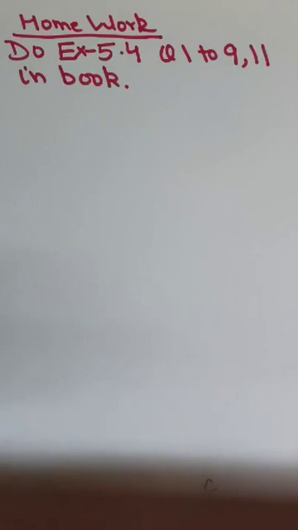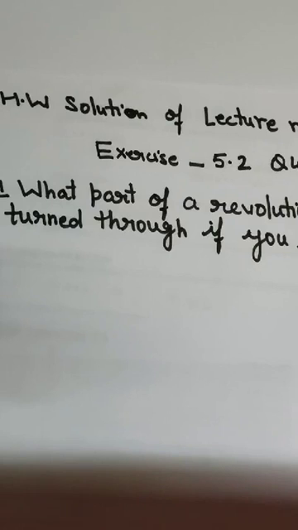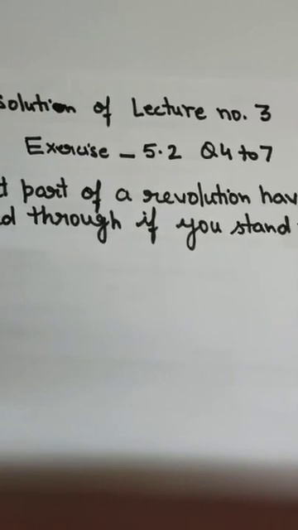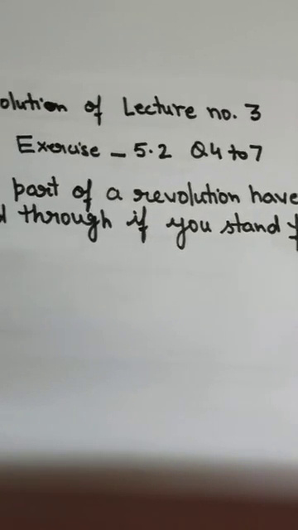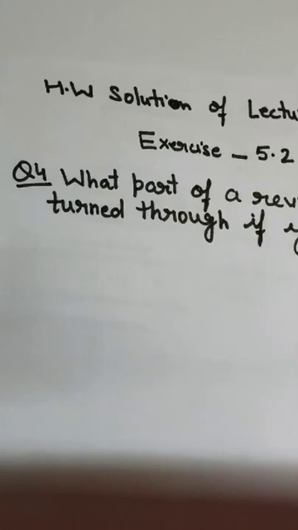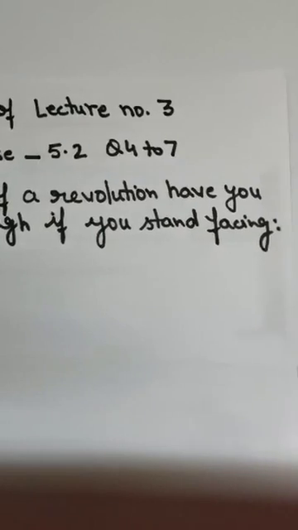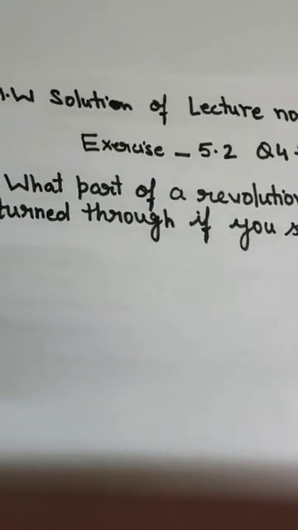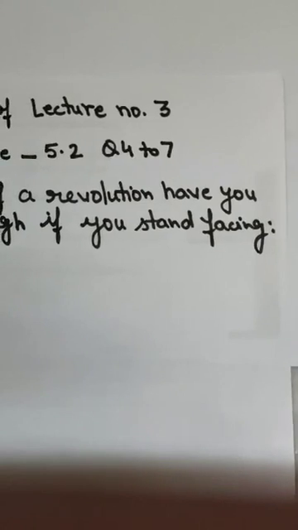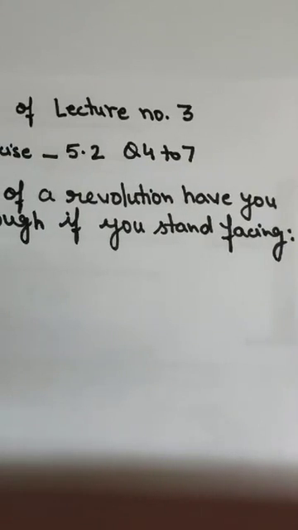Now it's time for the homework solution of lecture number 3. So see the homework solution now. Your homework was to do exercise 5.2, question number 4 to 7. Your question number 4 was, what part of a revolution have you turned through if you stand facing? The first part is A, east, and turn clockwise to face north.